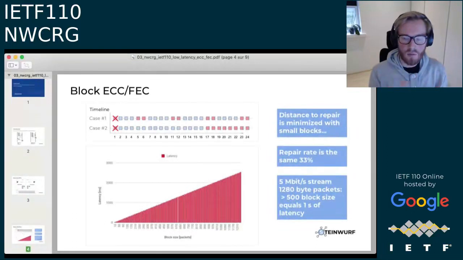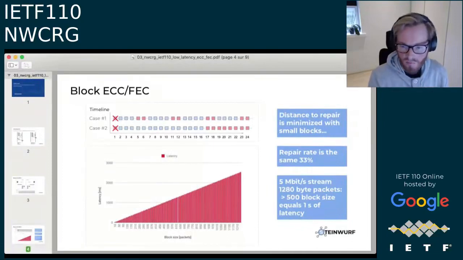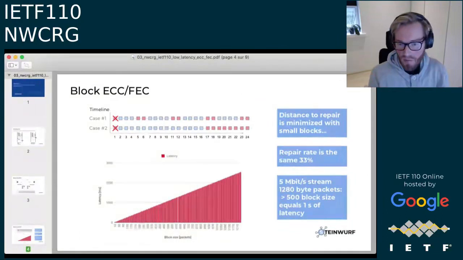And if we look at the next slide, we can see that the worst case latency is the distance to repair. So the worst case that we can have is that we lose the first data packet, because then we have to wait the longest until we get any repair. The repair rate in both of these cases is the same: 33% of the traffic sent is actually repair data. But when we use the small blocks, we can minimize the distance to repair, and therefore also minimize the latency of decoding or repairing packet loss.